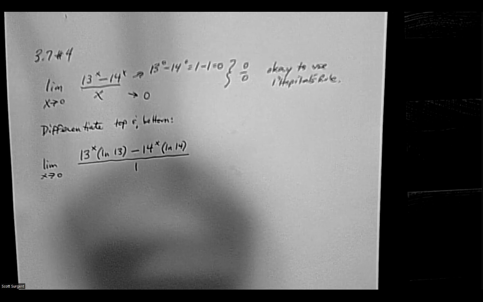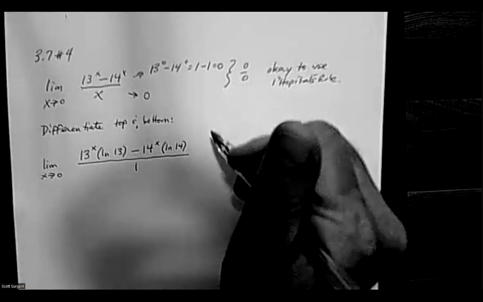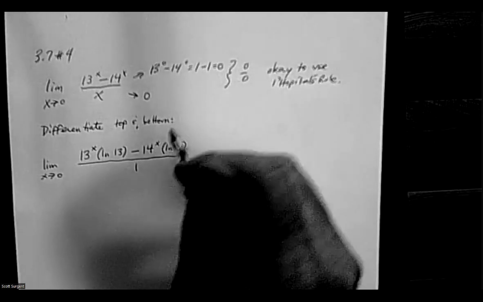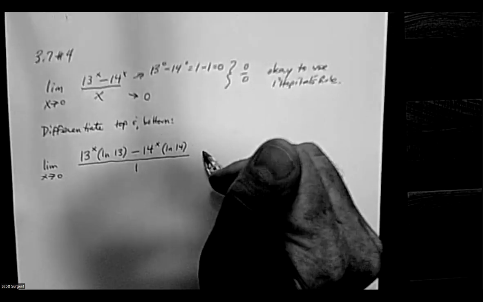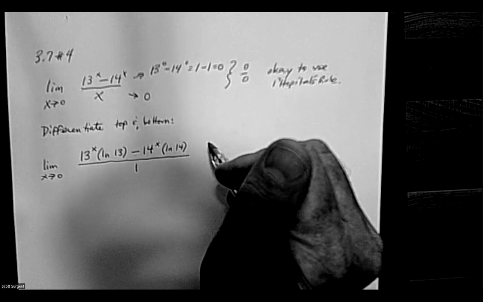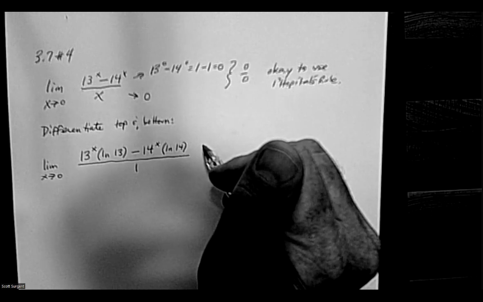So far, so good? Yes, it was the next part, because on the get help for the example problem, when they simplified it, it just became natural log 13 minus natural log 14. And I wasn't sure how they got to that step.